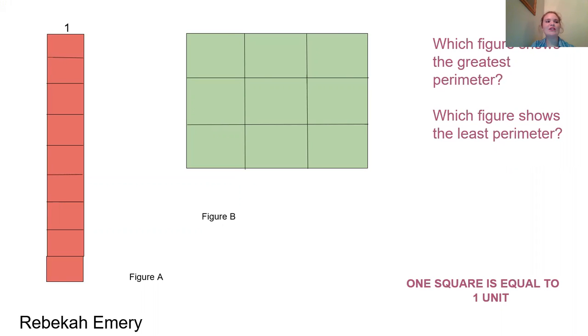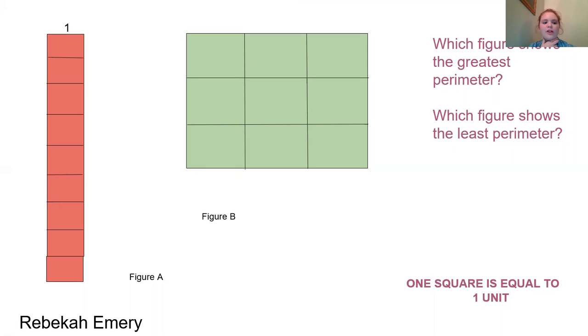Next, let's take a look at perimeter. Perimeter is the measure of the distance around a shape. Think of it like a fence. Using the same 9 tiles, you could make many different shapes. Each time a new shape is created, there could be a different perimeter. Using the 2 examples on the screen, let's see how this works.